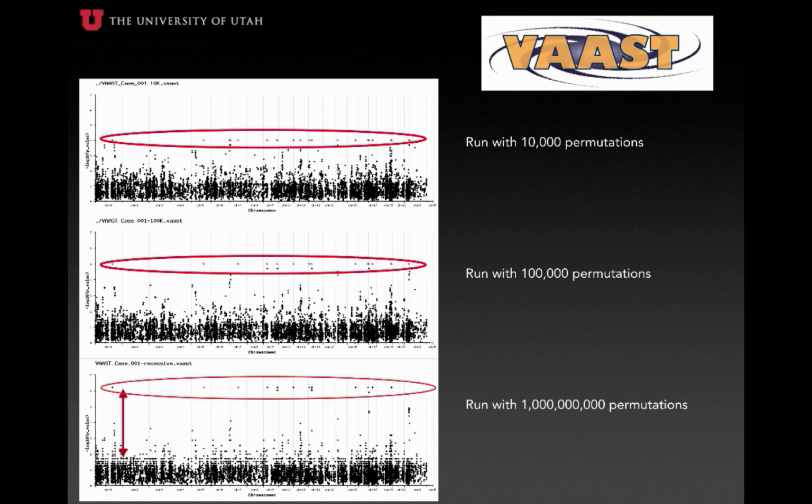Here are some of the Manhattan plots we generated showing a representation of the various candidate genes and their significance. The key difference to note here is that with successive permutations over the data, VAST is able to narrow down the negative log base 10 of the p-value. When moving from 10,000 permutations as shown in the top image to 1 billion permutations as shown in the bottom image, the candidate genes stand out significantly from the background genes.